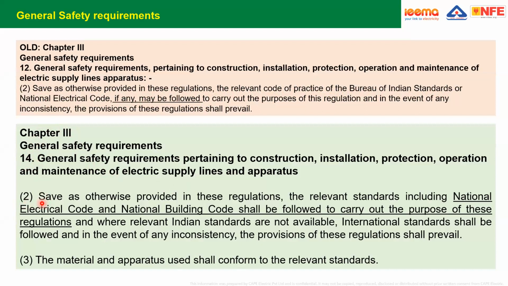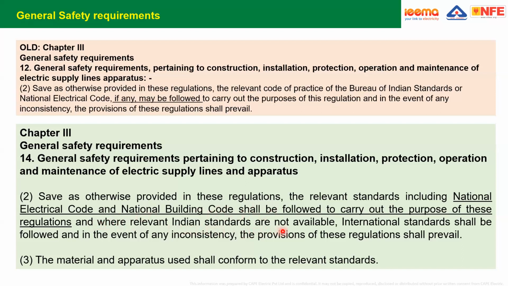And you see sub-regulation number 2: save otherwise provided in these regulations, the relevant standards, including National Electrical Code and National Building Code, shall be followed for the purpose of these regulations. So basically, the Central Electricity Authority made compliance to National Electrical Code and National Building Code mandatory. It's a requirement, and requirement means it's a mandatory requirement. This is actually a big change. Until now, if we look at NEC, people say, oh, this is only a recommendation, we don't need to follow. But that is not the case now.